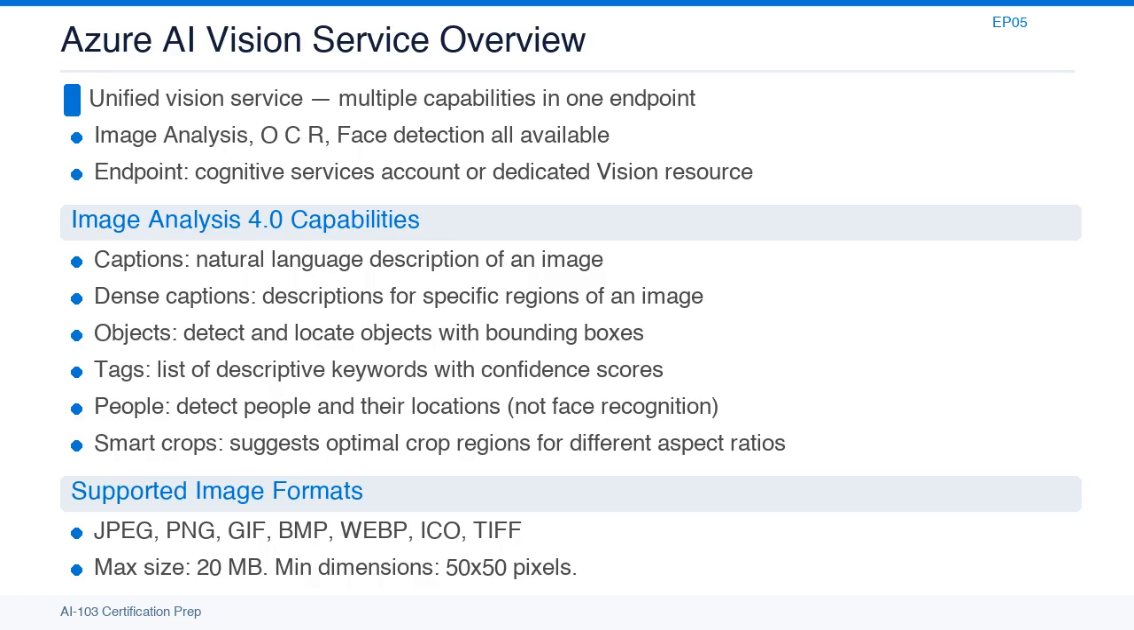For the exam, know that Image Analysis 4.0 handles general visual understanding, while the Face API handles identity-specific facial analysis. These are separate features with different capabilities and different privacy considerations.